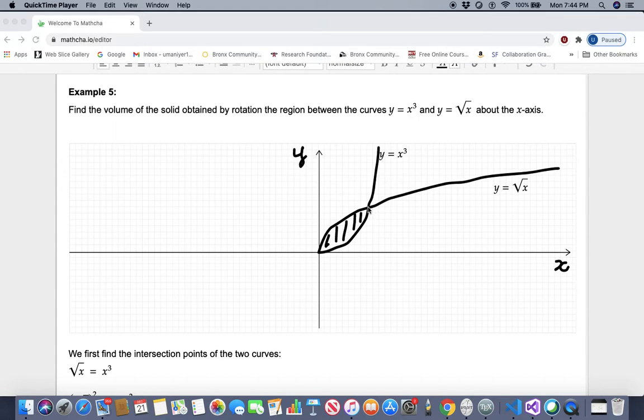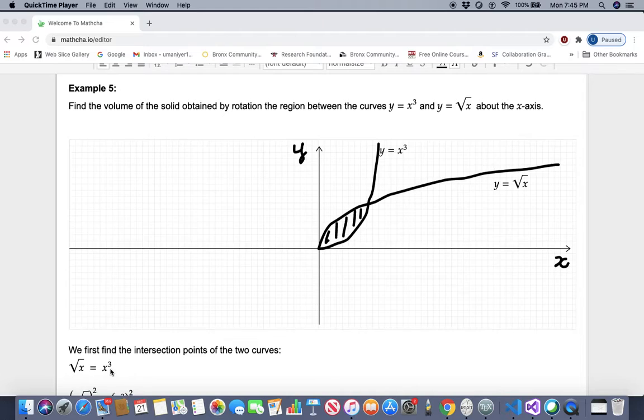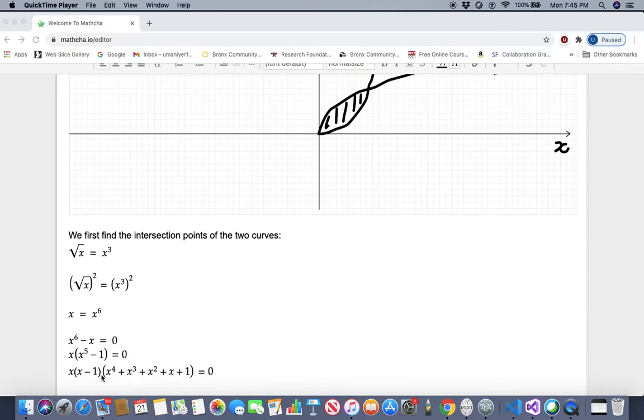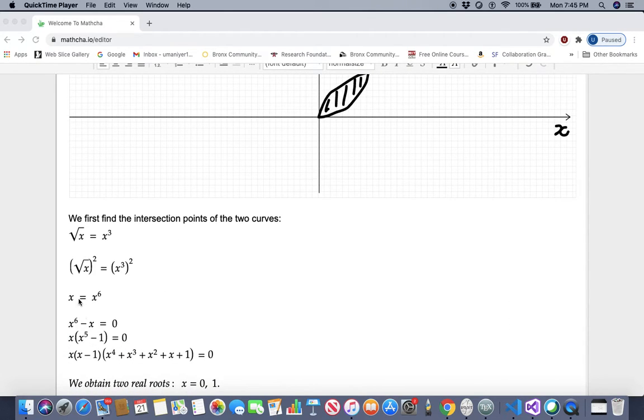For this, first we need to find the intersection points. This intersection point is 0, 0, as you can see. What about this intersection point? So y equals x cubed and y equals square root x. You obtain the intersection point by setting x cubed equals square root x. Square both sides, you get x equals x to the power 6. Get x to the power 6 minus x equals 0.